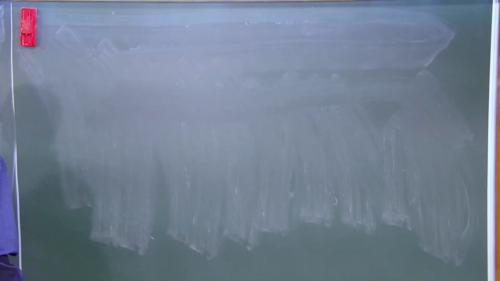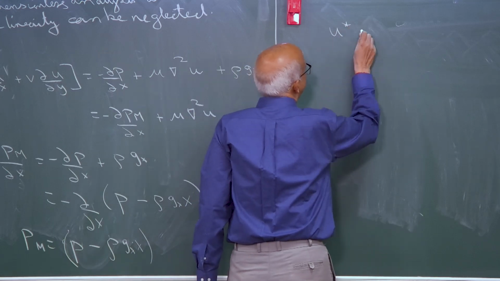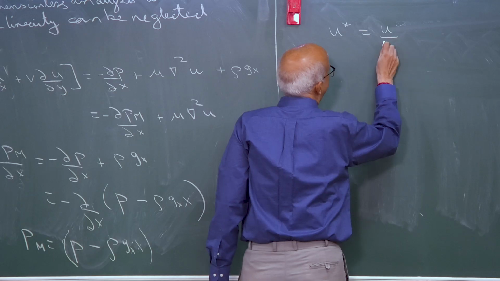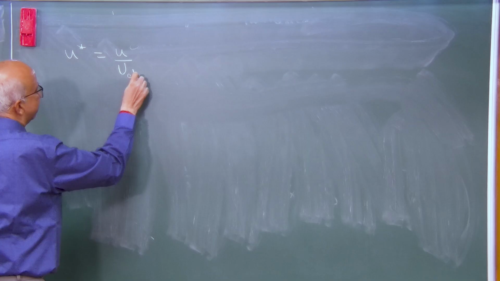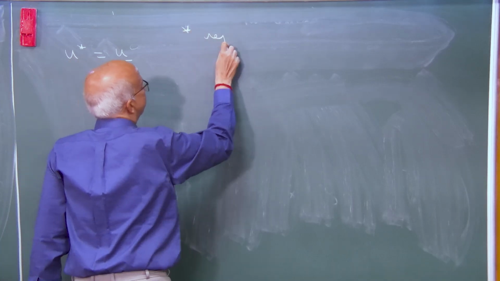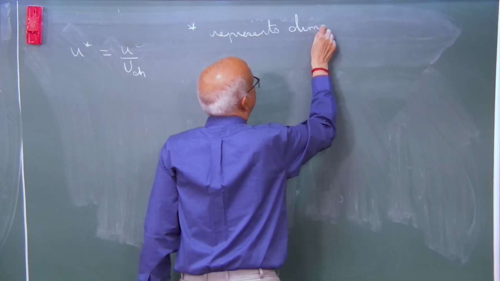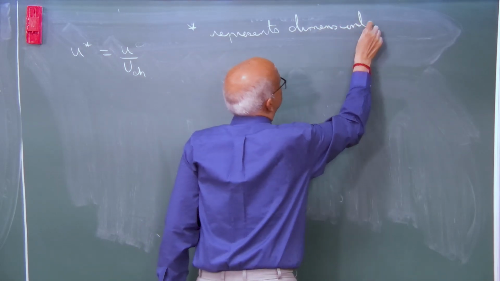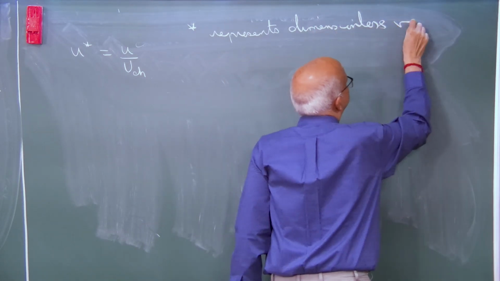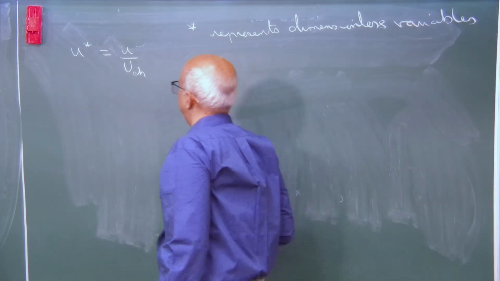I am going to make this equation dimensionless, and I am going to start with a dimensionless variable, which is u divided by some characteristic u. The star represents dimensionless variables.